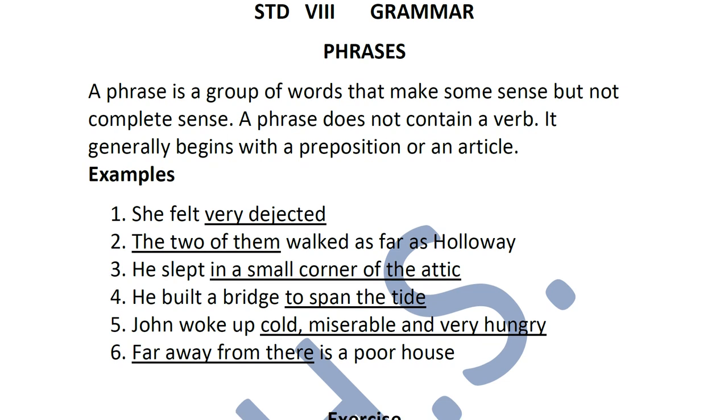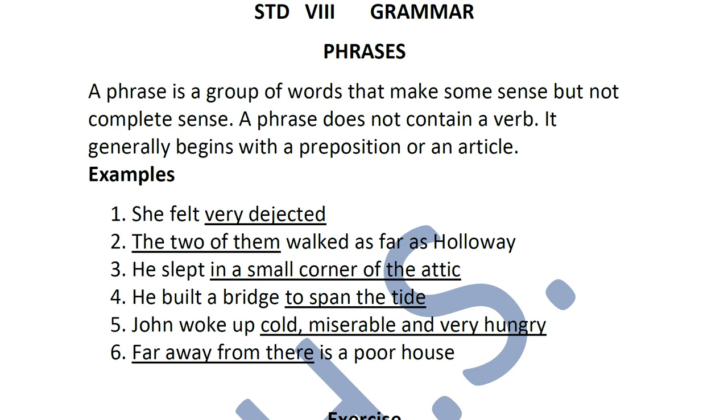Now, what is a phrase? A phrase is a group of words that make some sense but not complete sense. For example, in the sky, in the water, to school. It doesn't make complete sense. Now, what happened in the sky? Balloons are flying in the sky, the birds are flying in the sky, or the sun is shining in the sky. The sentence is not complete. Yes, it makes some sense. Something is happening in the sky or something is there in the sky, but it's not complete.